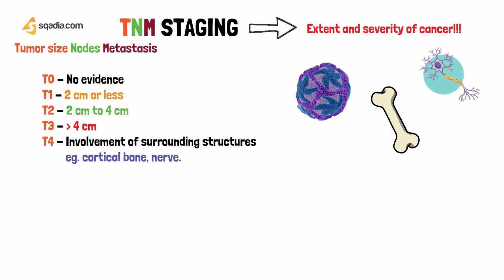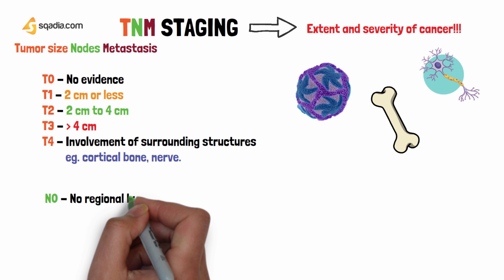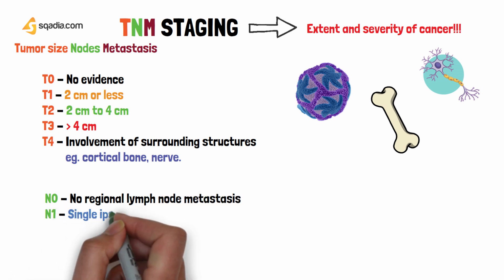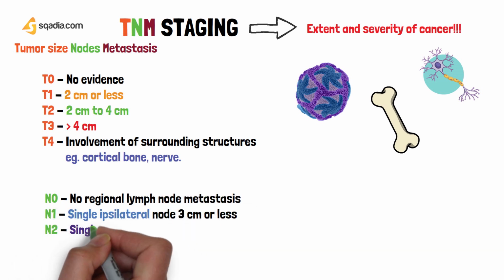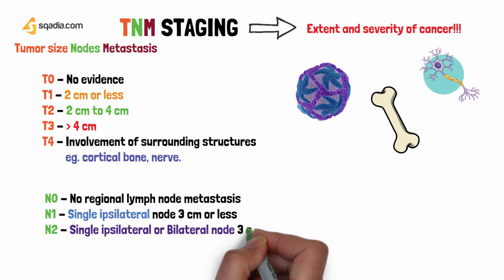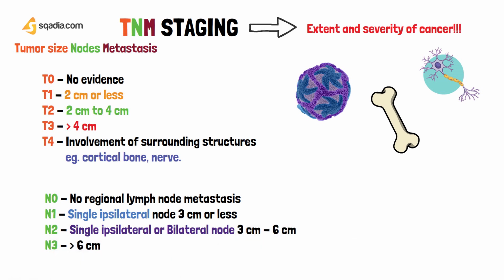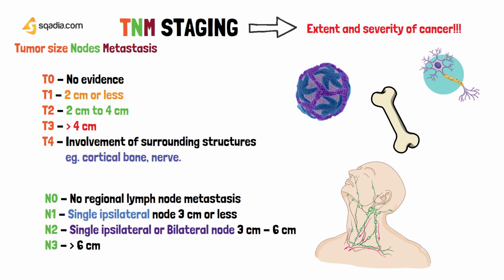Now the N0, 1, 2, and 3. N0 means that there is no regional lymph node metastasis. N1 means that a single ipsilateral node is involved, and it may be 3 centimeters or less in diameter, meaning a one-sided node is involved. N2 means single ipsilateral or bilateral nodes 3 to 6 centimeters in diameter, and N3 is more than 6 centimeters in diameter.